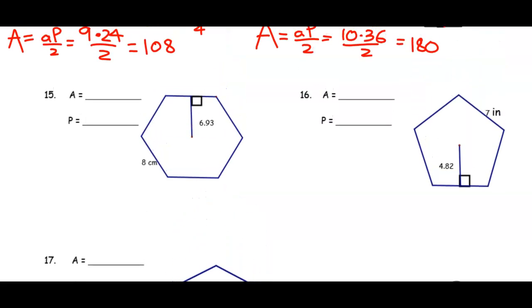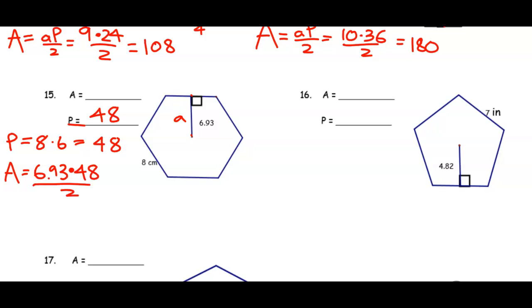Alright, this next one's kind of fast here. And by the way, so far we've done hexagons. Not always hexagons, but whatever. The perimeter here is 8 times 6. We get 48. Area is going to be the apothem, center to the midpoint, 6.93 times the perimeter, 48, divided by 2.